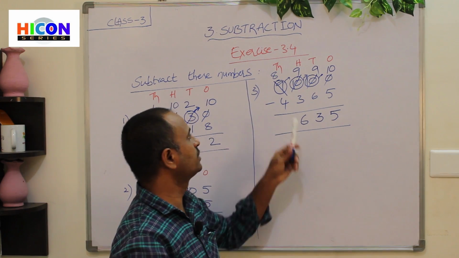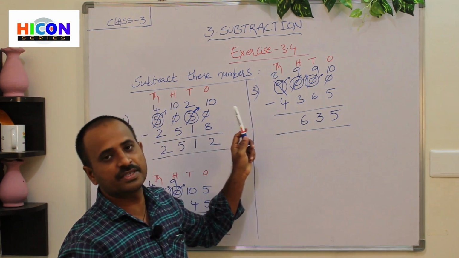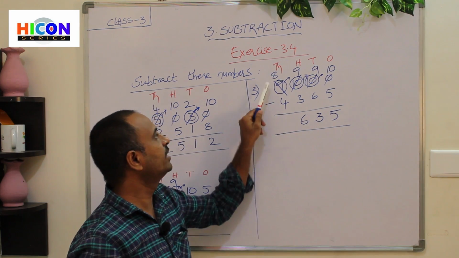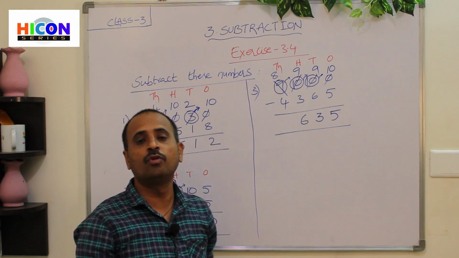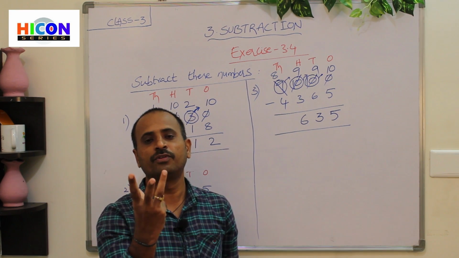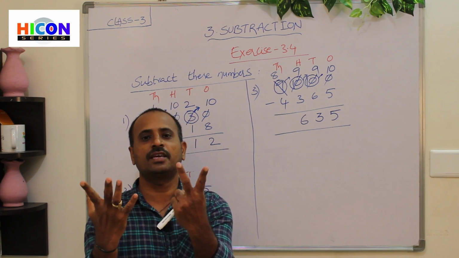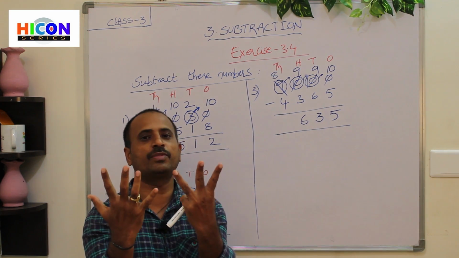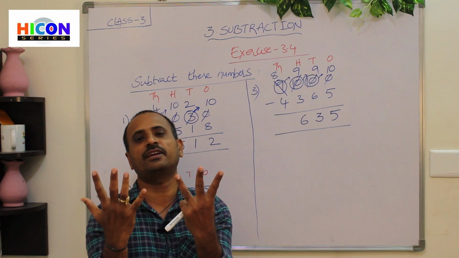Next, now go to thousands place. What are the digits present in thousands place? 8 and 4 are present in thousands place. And what is the first number here? 8. So open 8 fingers of your hand. 1, 2, 3, 4, 5, 6, 7, 8. So children, these are the 8 fingers. And what is the second number in thousands place? 4 is the second number.